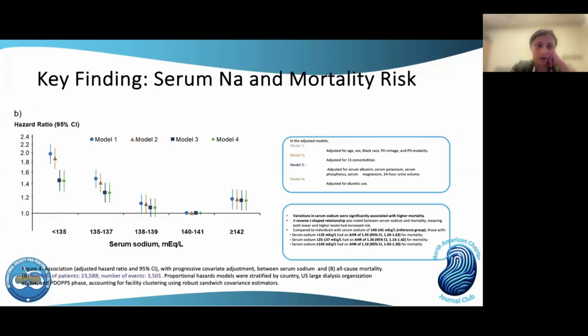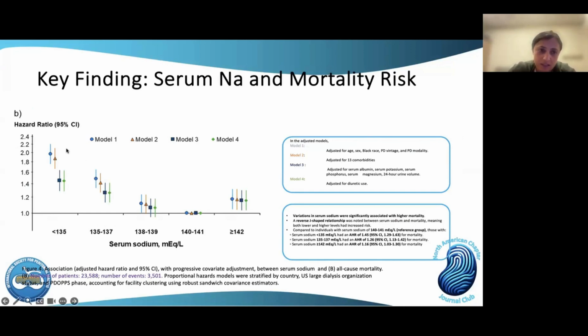Now coming to serum sodium and mortality risk. This is another figure which shows different sodium values on the x-axis and the hazard ratio on the y-axis, adjusted for 4 different models. So this shows that variation in serum sodium was significantly associated with higher mortality.